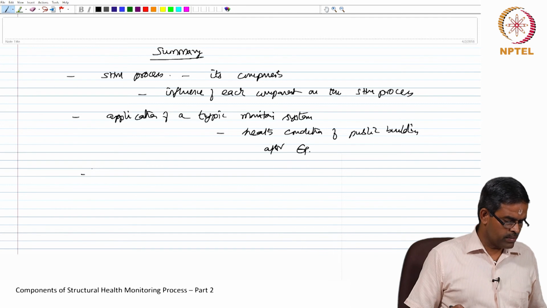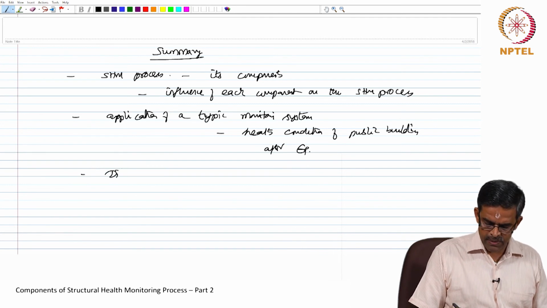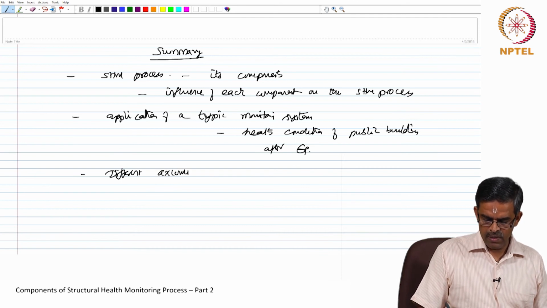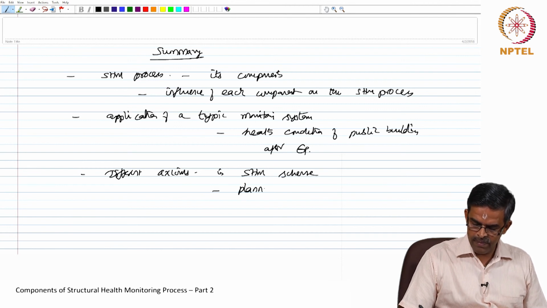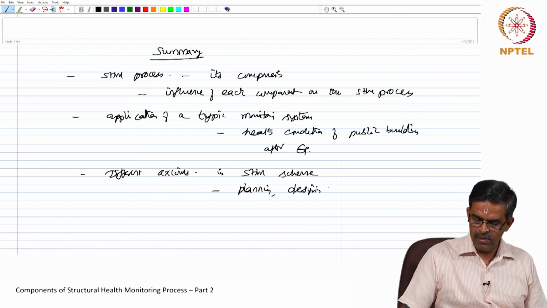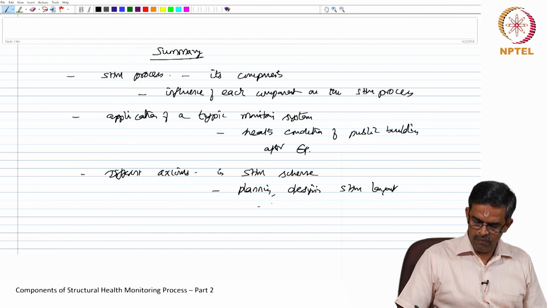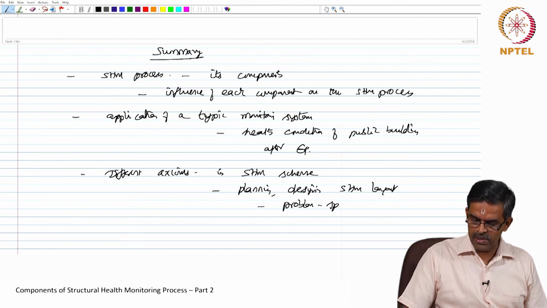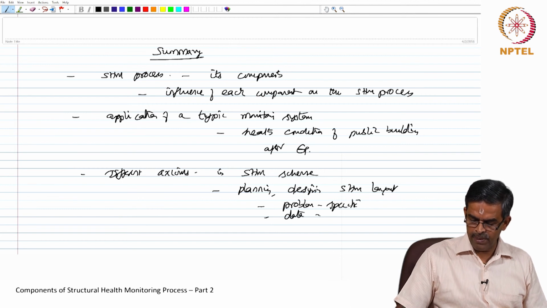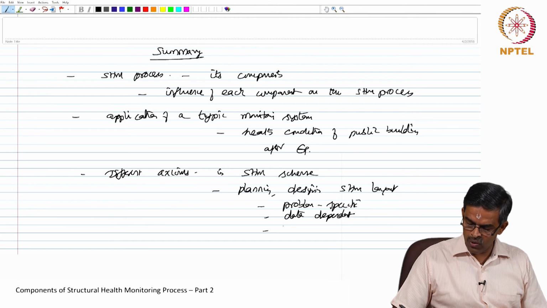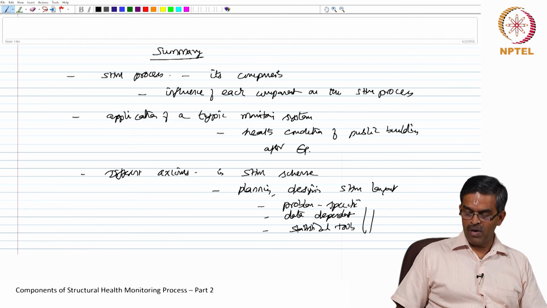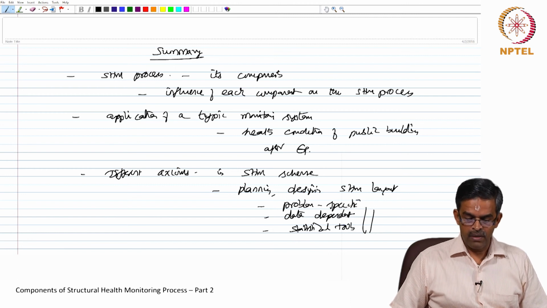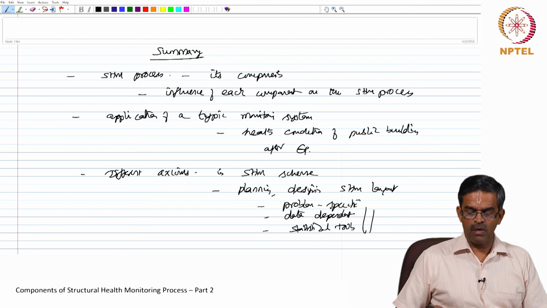We also discussed different axioms which are prevailing in the structural health monitoring scheme, which are very useful in planning and designing an SHM layout, which is actually problem specific, data dependent, and of course, depends on the possibility of statistical tools which can make the data viable for estimating the service life of the structure.